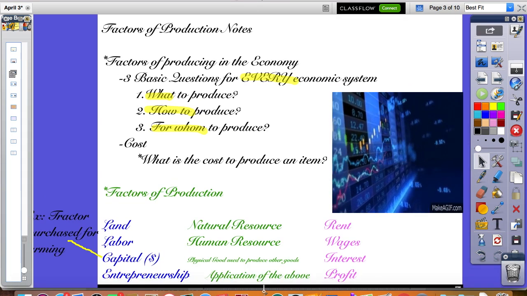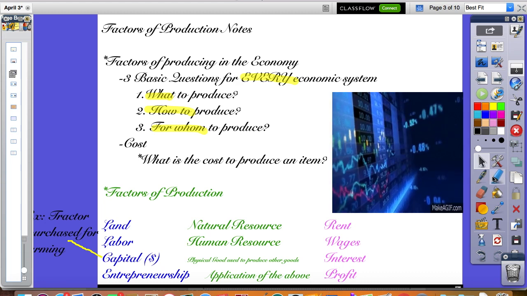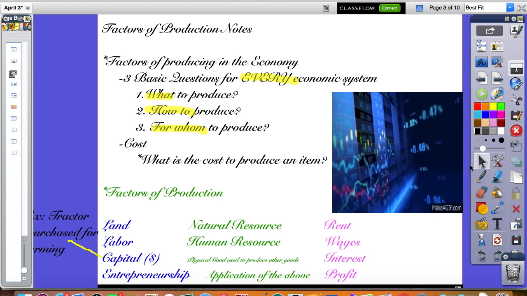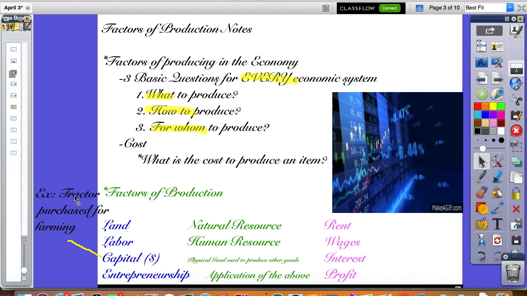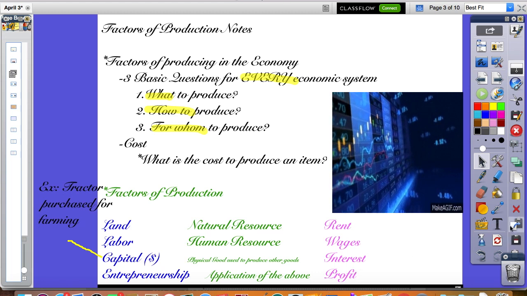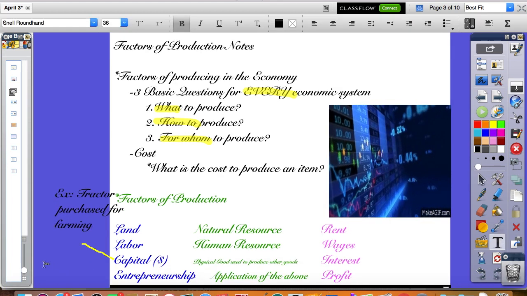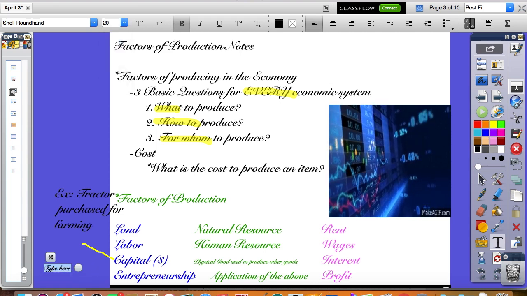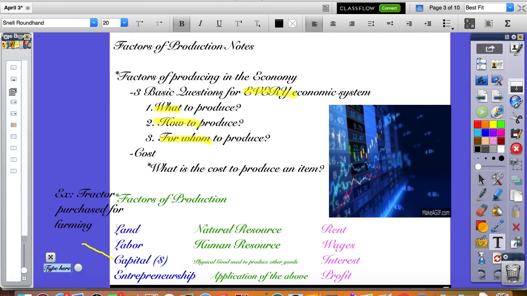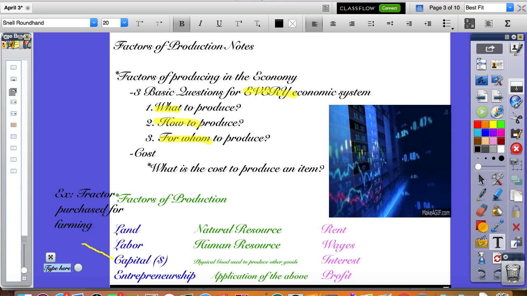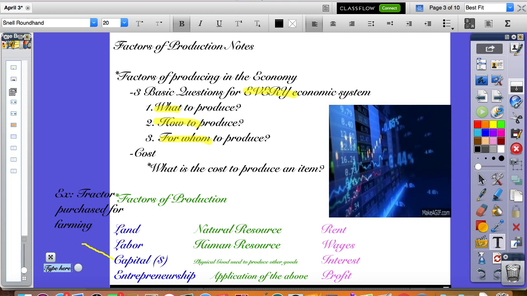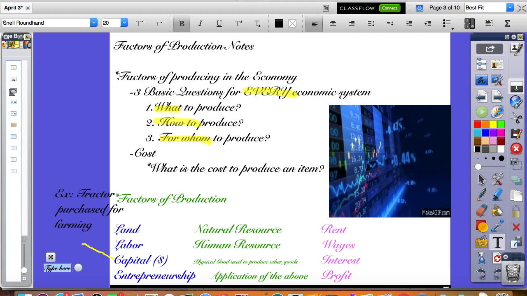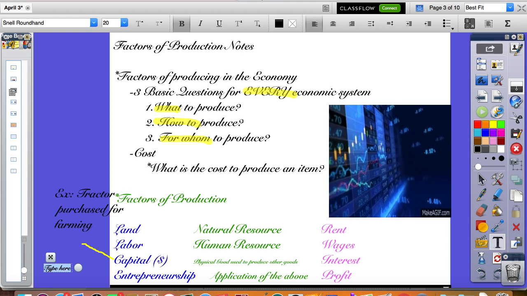Last one is entrepreneurship. Entrepreneurship is also a different, maybe confusing one for you guys. I'm going to move this up here so I can get another box here. I'm going to do this with you guys. Entrepreneurship. Try to think about, before I write it down or tell you, who or what is an entrepreneur?